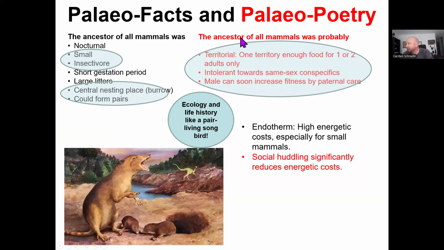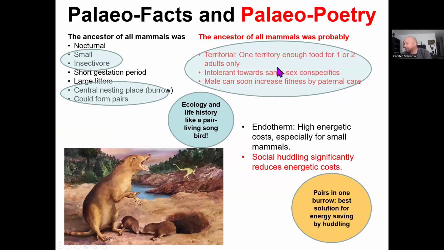And if it's true that they were territorial mainly against same-sex conspecifics, then to find a partner to warm each other at night and save energy, if males hate males and females hate females, the only possibility was to form pairs, maybe within the nest inside these burrows, and then possibly even show paternal care.